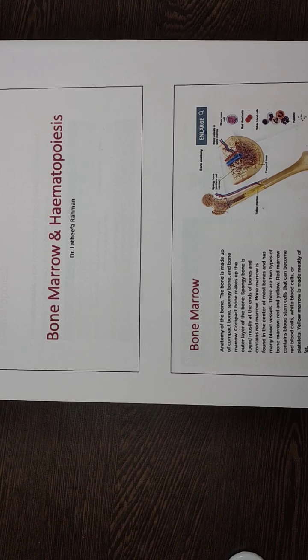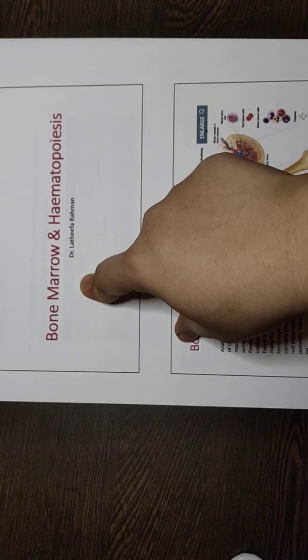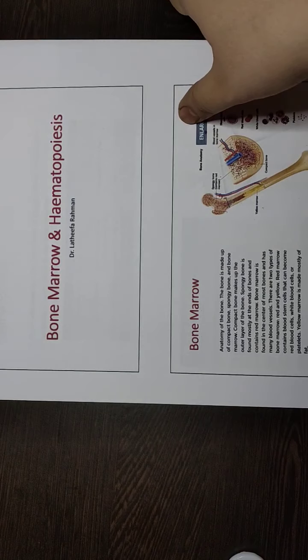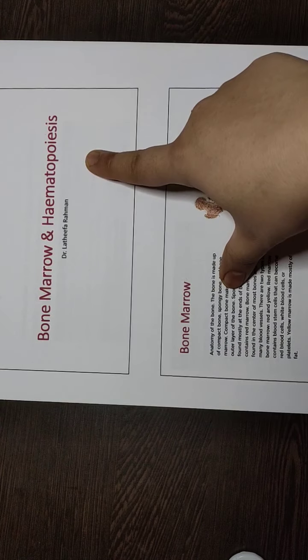Before I start the topic of anemia, I would like to discuss some basics. These basics are: what is a bone marrow, and processes like hematopoiesis and erythropoiesis. Now, let us start with bone marrow and hematopoiesis.